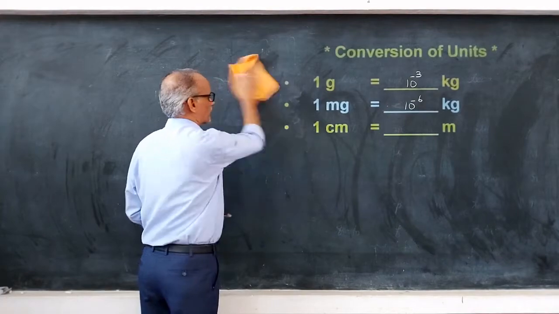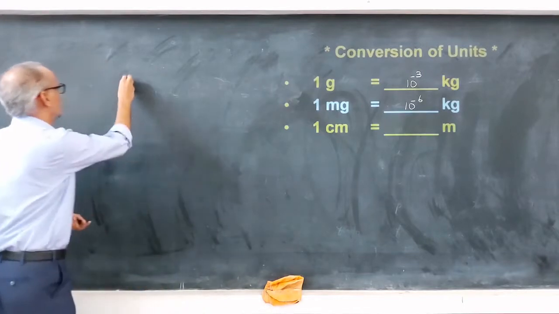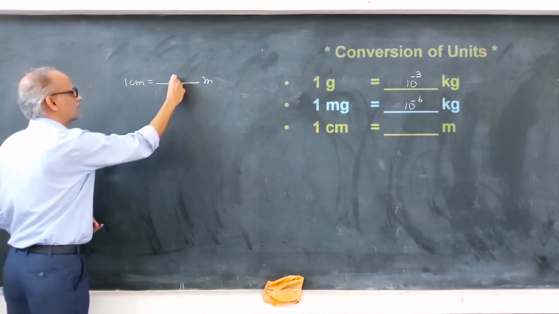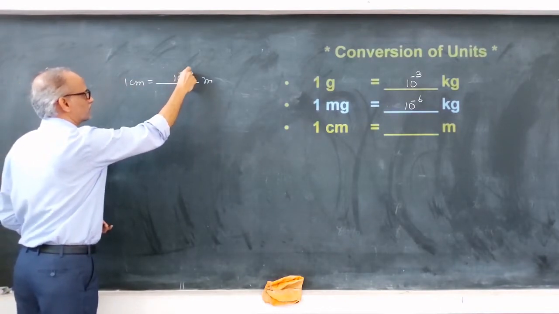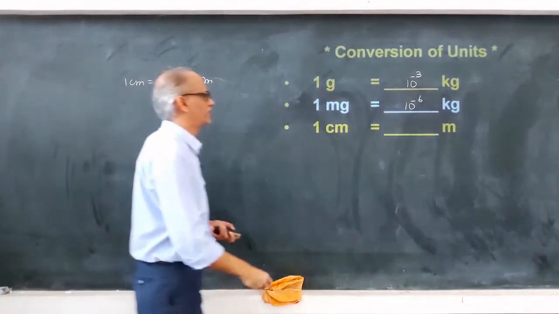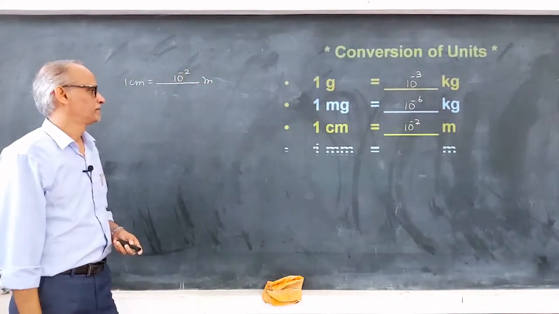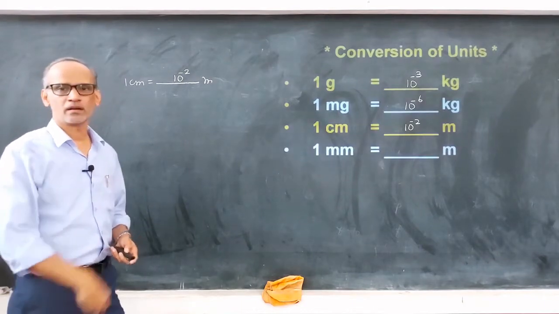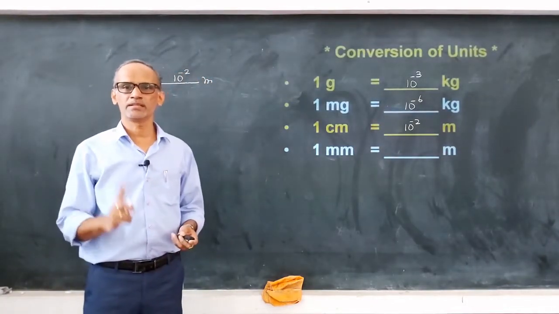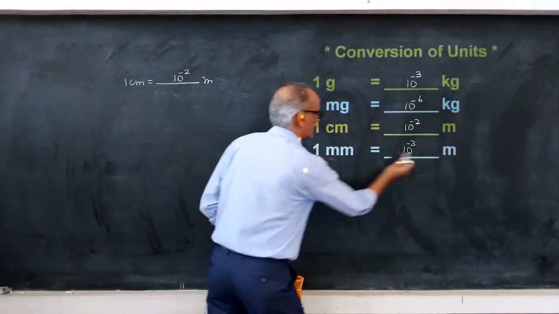Check the next one. 1 centimeter, how many meter? It's very simple. 1 centi, the submultiple prefix is used there. 10 to the power minus 2 is called centi. So that's it. 1 centimeter is 10 to the power minus 2 meter. Okay. Next. 1 millimeter, how many meter? Milli. Tell me, for milli, what is the prefix used? That table you should know, right? Milli means 10 to the power minus 3. So 10 to the power minus 3 meter. Millimeter.